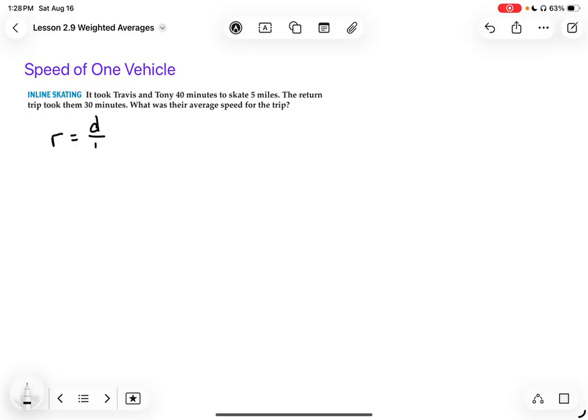It's the rate formula. This is rate equals distance over time. So to figure out how fast something's going, it's distance divided by time. And luckily, we are given distance and time for the trip there and back. We know it's 5 miles and that it took them 40 minutes the first time and 30 minutes the second time.